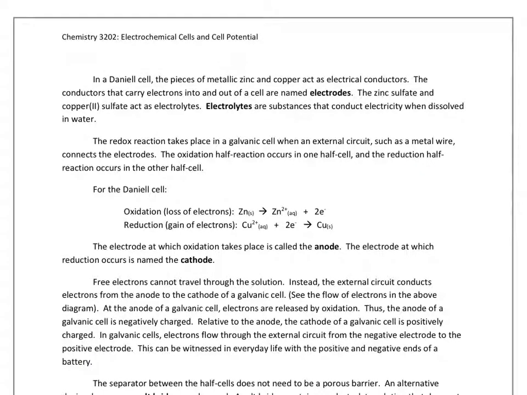Again, in that Daniell cell that we saw on the last page, there are pieces of metallic zinc and copper. Those are our conductors, and again, we call those electrodes. So we labeled that on the last page. But just to reiterate, that's what the electrodes are. Those are those solid pieces that we can more or less attach alligator clips to create the external circuit. The zinc sulfate and the copper 2 sulfate solutions act as electrolytes or electrolytic solutions. And electrolytes are any substances that can conduct electricity when dissolved in water, as we studied in Chemistry 2202.